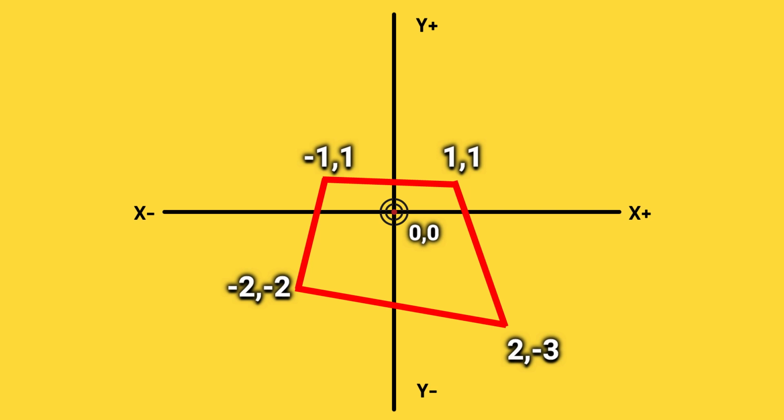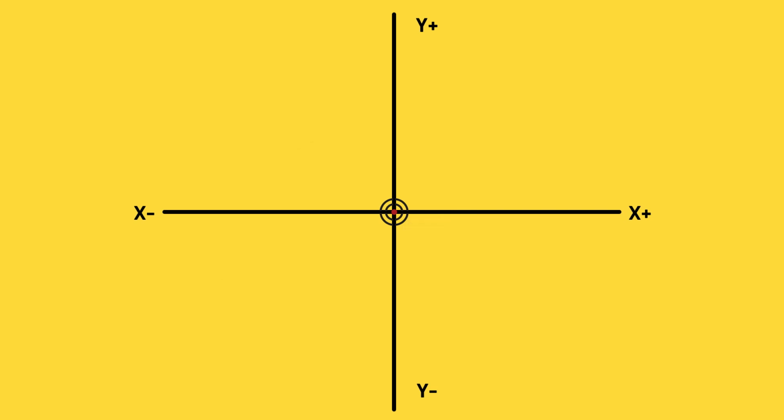So overall, the top right quadrant or the first quadrant will always have positive and positive values. Bottom right or second quadrant will have positive x and negative y values. The bottom left or third quadrant will have both negative, and the top left or fourth quadrant will have negative x and positive y value.